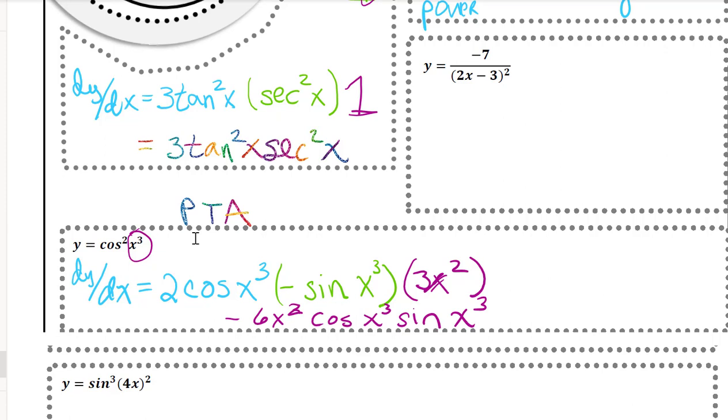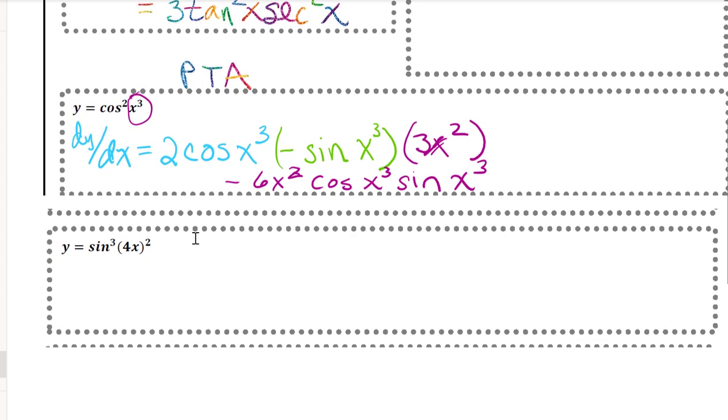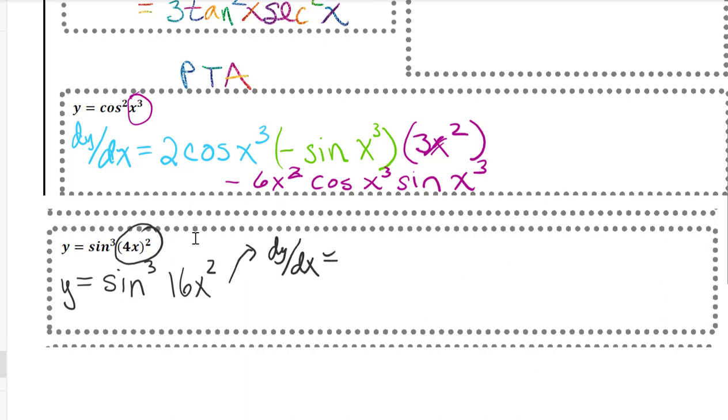All right, so let's try another one. When I look at this one, this next one we're going to do, you see right here where the 4x is in parentheses squared? So before we even take the derivative, let's change that to sine cubed. So 4 squared, that's 16x squared. So this is a different way to write my function. So now I'll do the derivative. The derivative of this starts with the power.